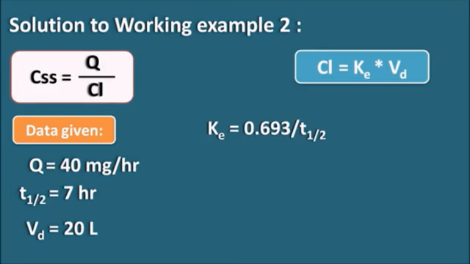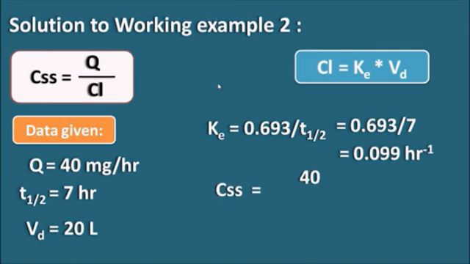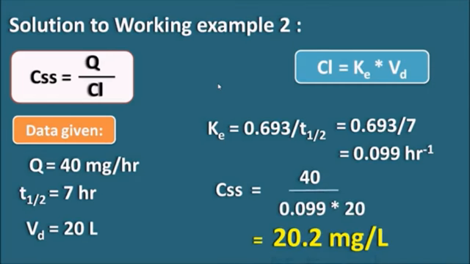Now we know that Ke is 0.099 hour inverse. We know the Vd also. So the CSS becomes 40 upon 0.099 into 20. Upon solving it, we will get 20.2 mg per liter. So in this way, even if clearance is not given, we can calculate the clearance from the elimination rate constant and volume of distribution.